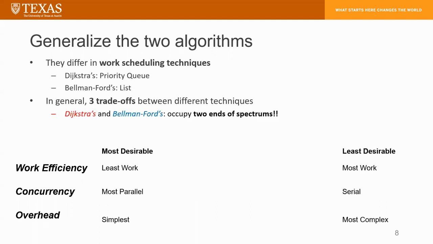Dijkstra and Bellman-Ford basically occupy the two ends of the spectrum in each category. In terms of work efficiency, Dijkstra performs the least amount of work. In terms of concurrency, because Dijkstra has to process vertices in exact distance order, and the priority queue is very difficult to parallelize, it's mostly a serial algorithm. While in Bellman-Ford, because vertices can be processed in arbitrary order, all the pending vertices can be processed in parallel. And finally, of course, the list is much simpler than a priority queue.